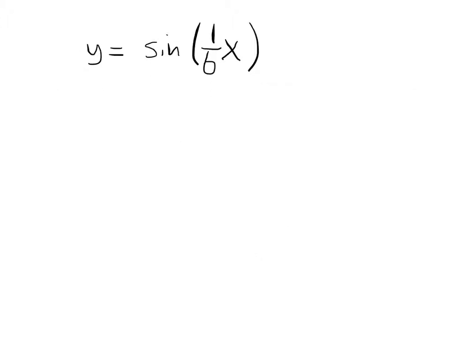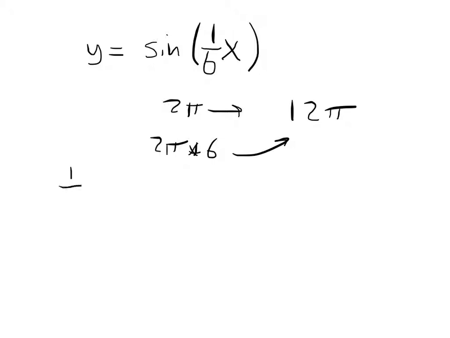How about sine of 1/6 x? Again, we can view it that horizontal shrink or stretch idea. Since 1/6 is less than 1, I know that I'm going to have a horizontal stretch by a factor of 6. So if my original period was 2 pi, and I stretch that by a factor of 6, my new period will be 12 pi. 2 pi times 6, in other words, is 12 pi. Same idea we did before also.